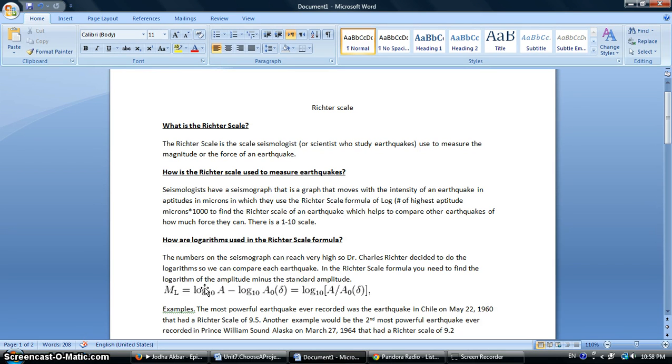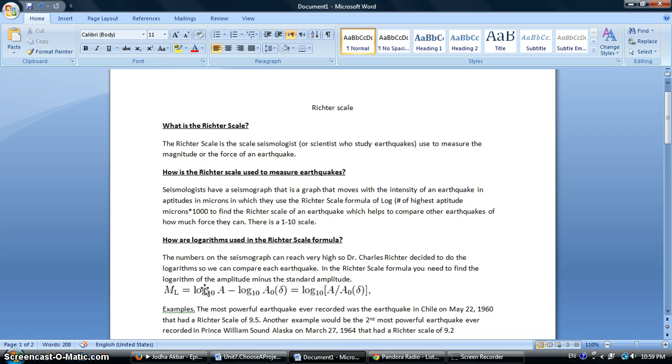Seismologists have a seismograph, a graph that shows the intensity of an earthquake in amplitudes in microns, in which they use the Richter scale formula: log 10 A minus log 10 A0 equals log 10 of A divided by A0, to find the Richter scale of an earthquake, which helps to compare other earthquakes and how much force they have. There is a 0 through 10 scale.